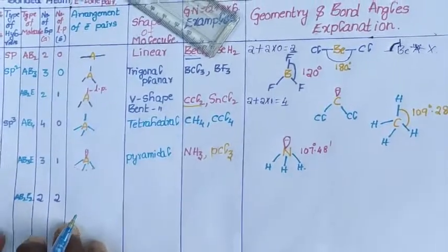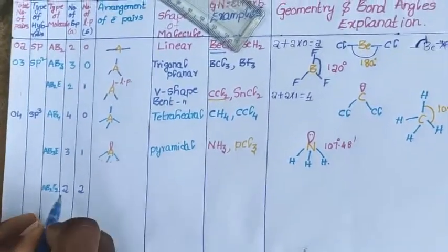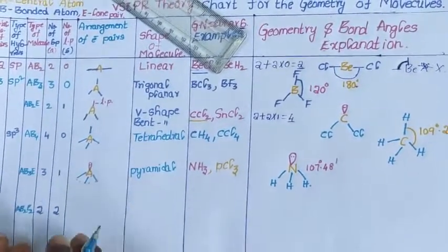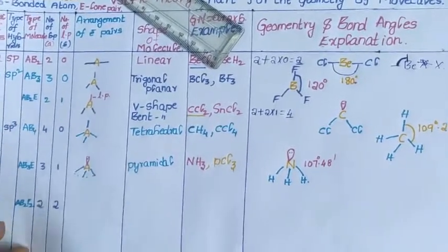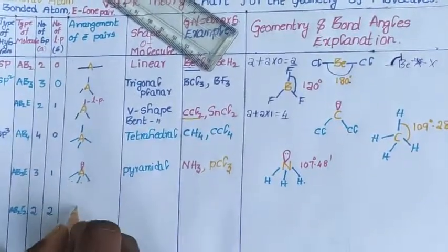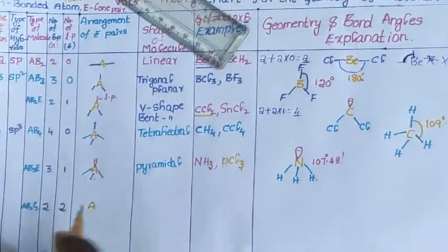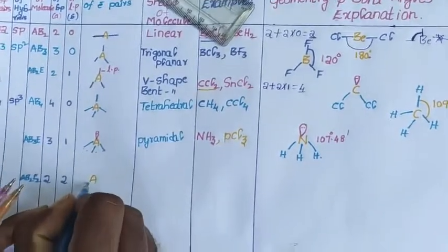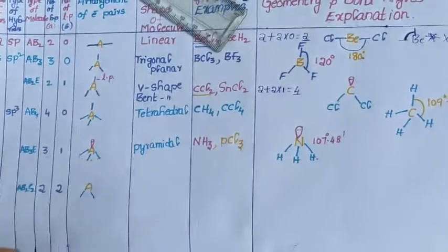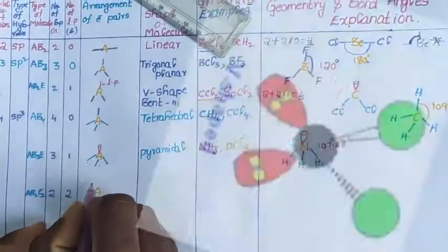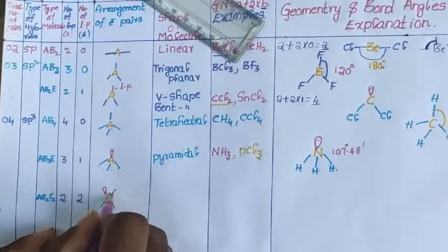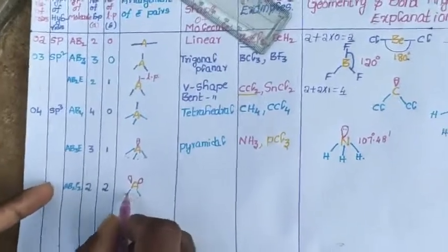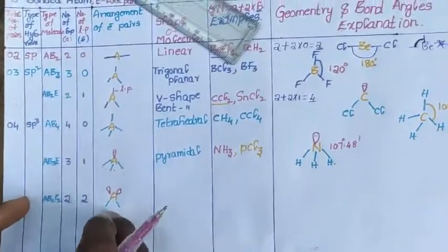Next type of possibility is 2 bond pairs and 2 lone pairs. So the arrangement is the same, like that. I will write the central atom. But here you remove this structure, you can write like that. This is one lone pair. Because lone pairs cause more repulsion than bond pairs, the shape is distorted like that.